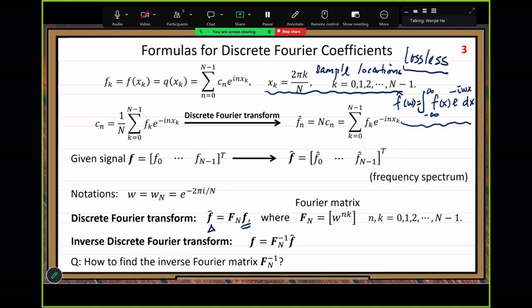Because you need to consider the inverse transform, right? Inverse transform corresponds to the inverse of your coefficient matrix. This is capital N. Okay? So you can also treat this coefficient matrix as a transition matrix from one domain to another domain. So, invertible.